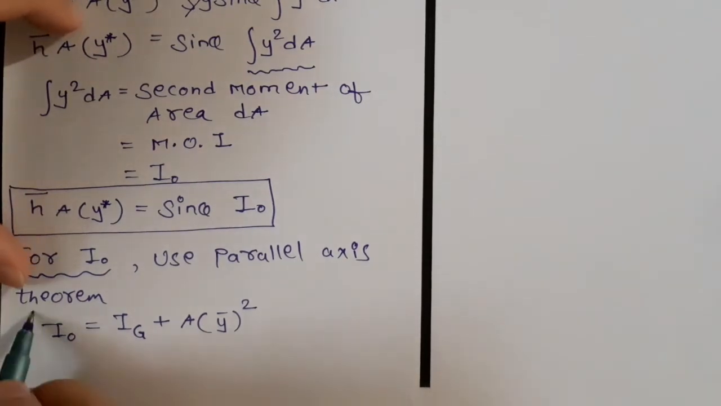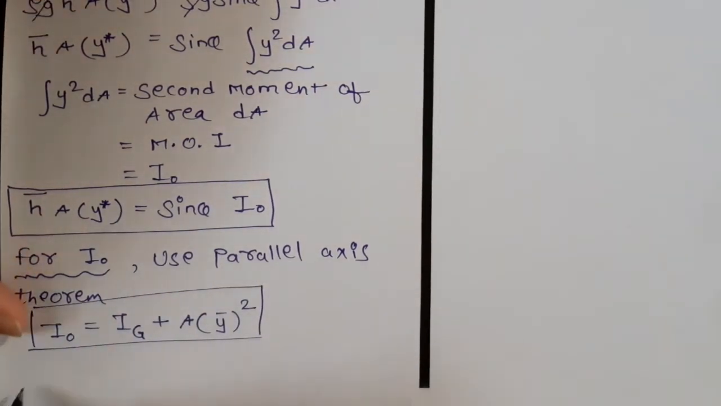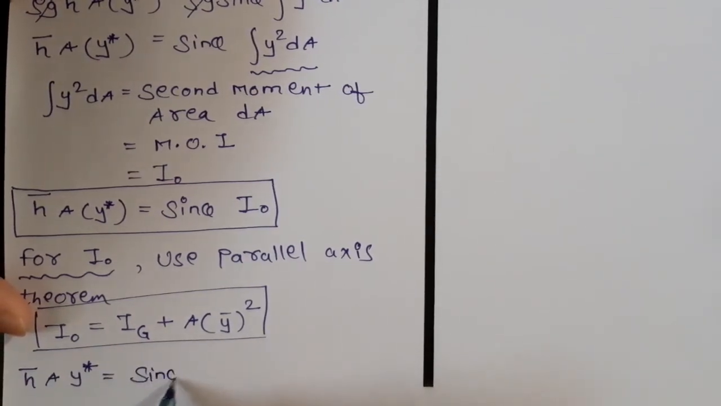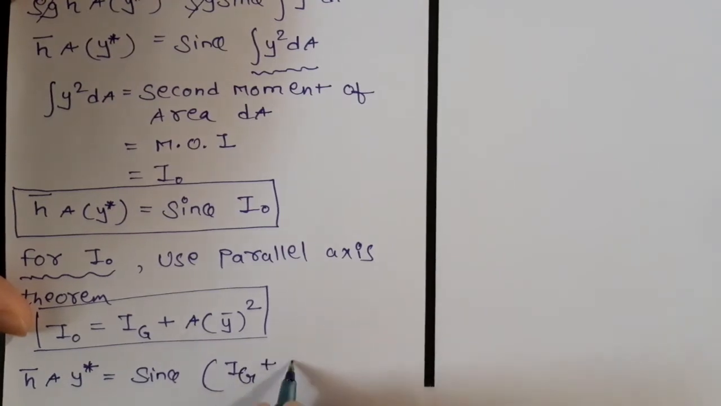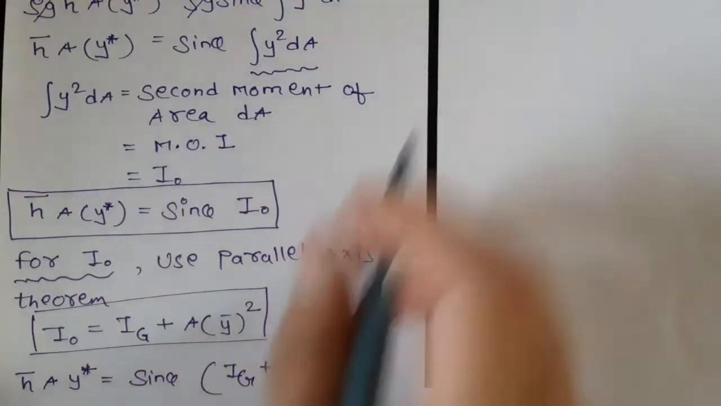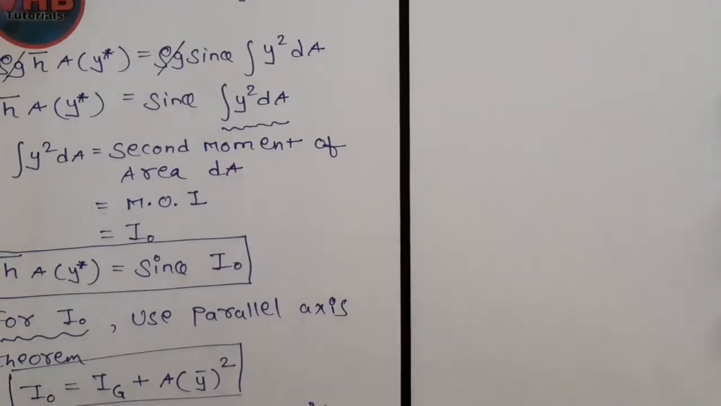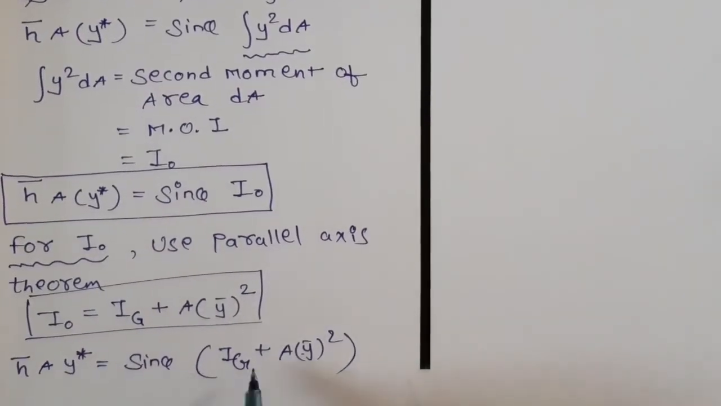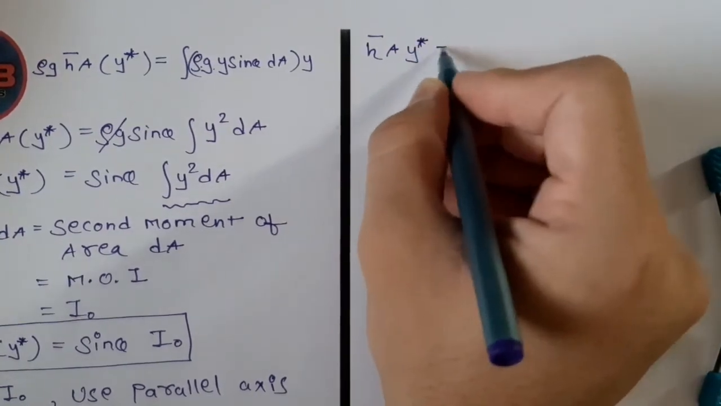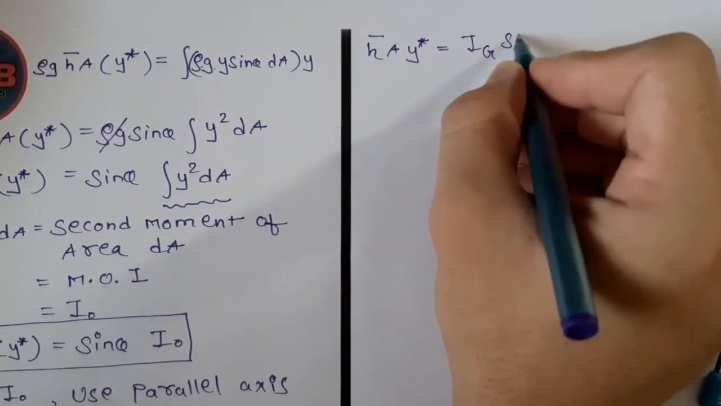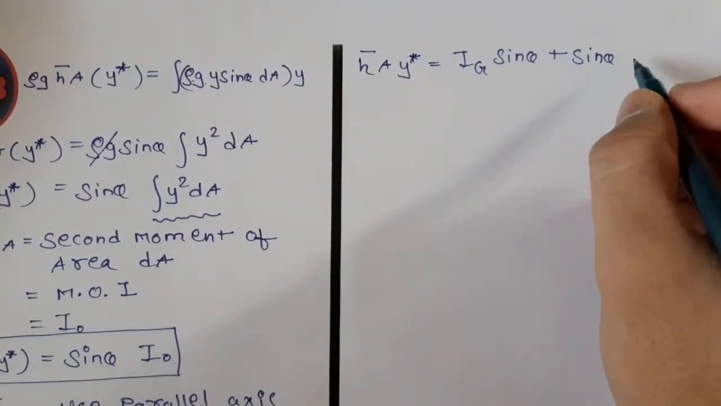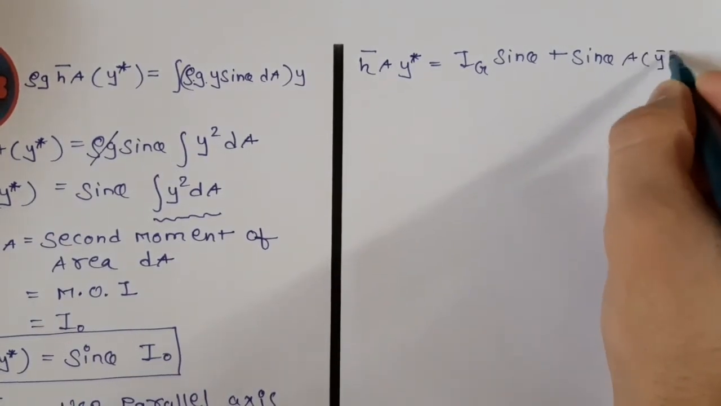So we will substitute this in the above equation. We get h bar into A into y star equals sine theta into IG plus A into y bar, the whole squared. Now we will open this bracket, so it will be h bar into A into y star, which equals IG into sine theta plus sine theta into A into y bar squared.